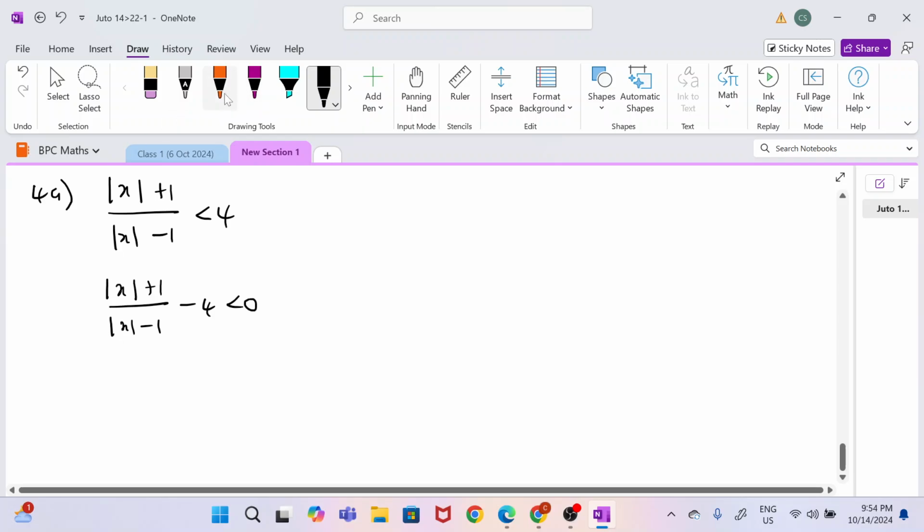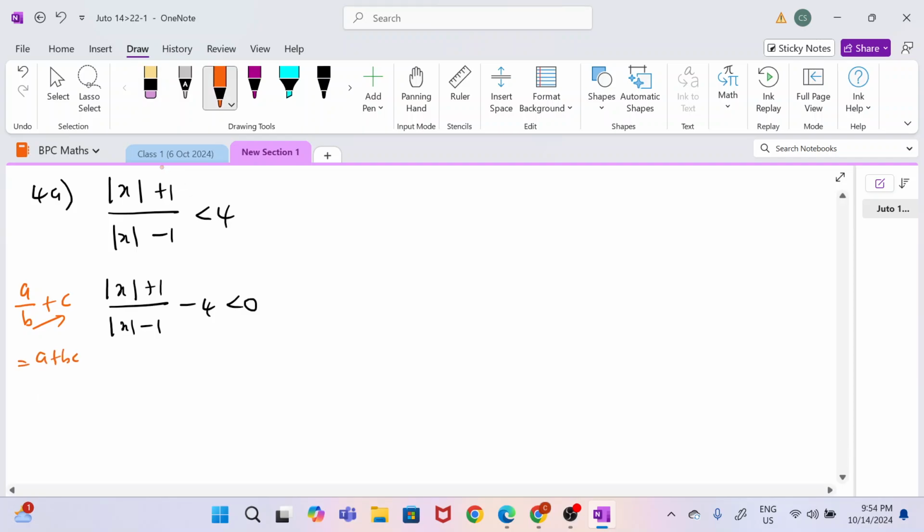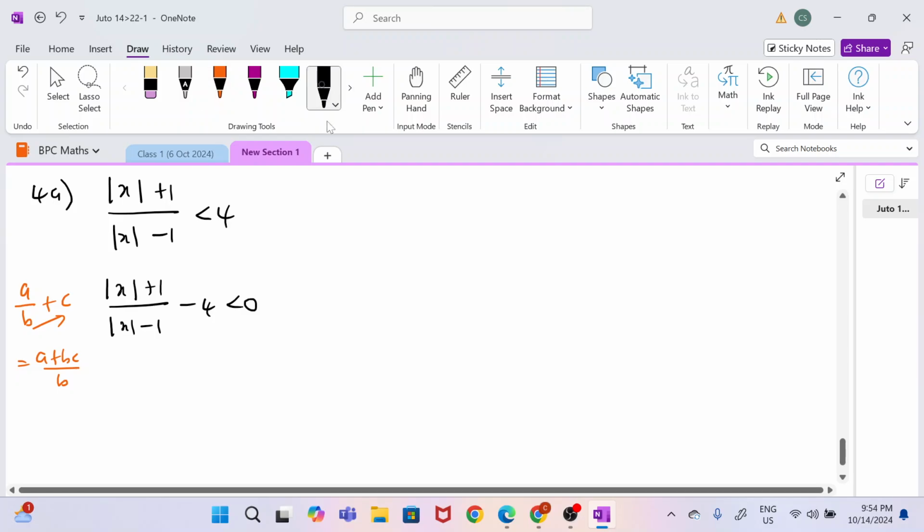As I told you, A over B plus or minus anything, plus or minus C, means how to make it one fraction: times here over B. Okay, that's how we do. Same thing I'm doing here. All right.